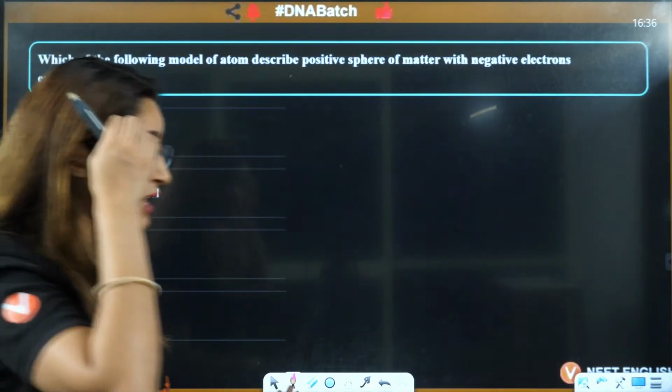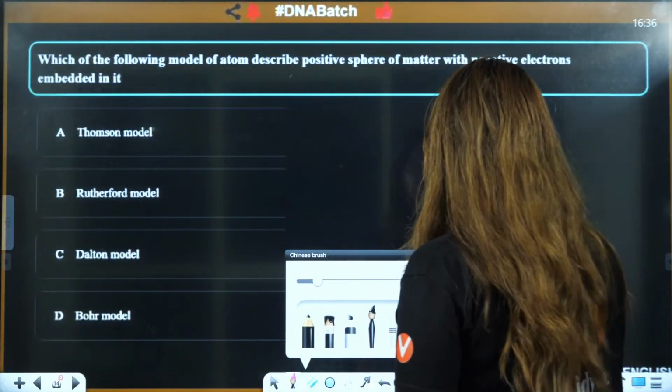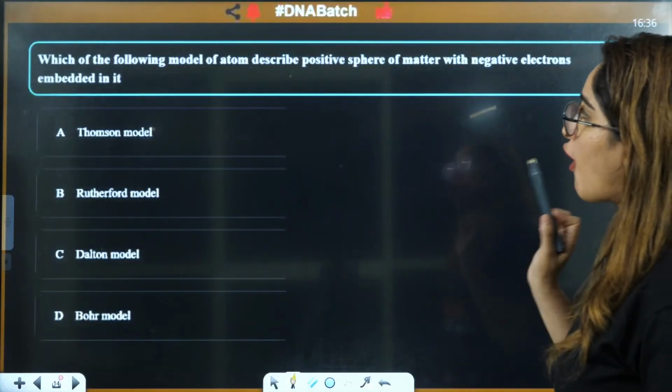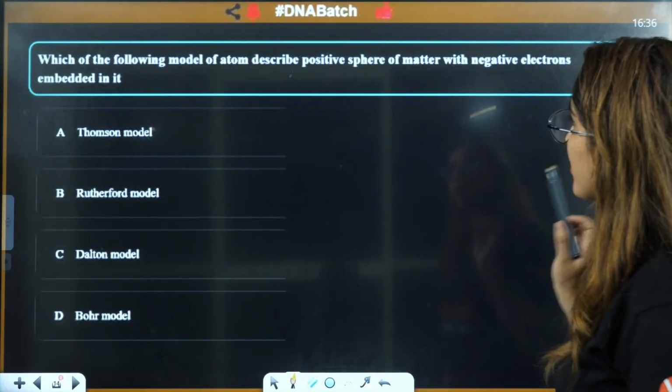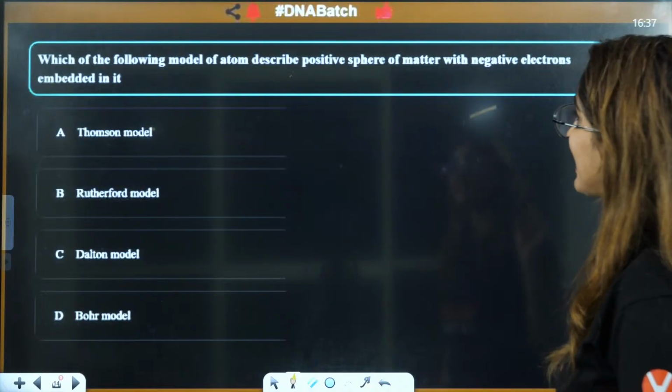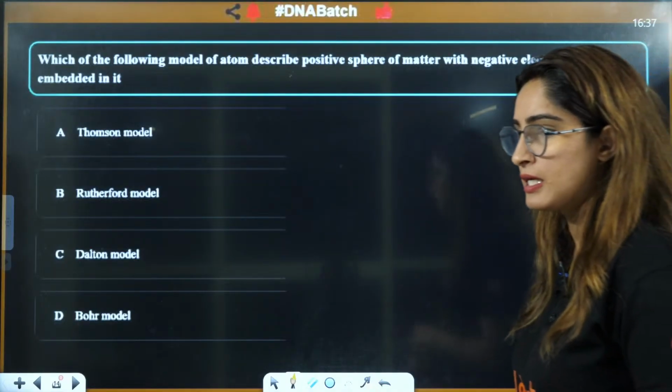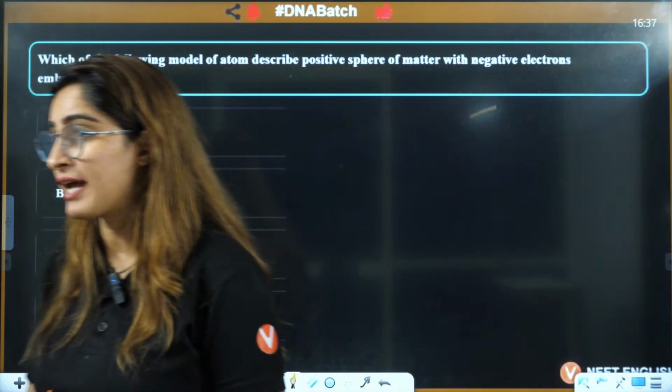Let's see if you're able to answer this or not. First: which of the following models of atom describes a positive sphere of matter with negative electrons embedded in it?